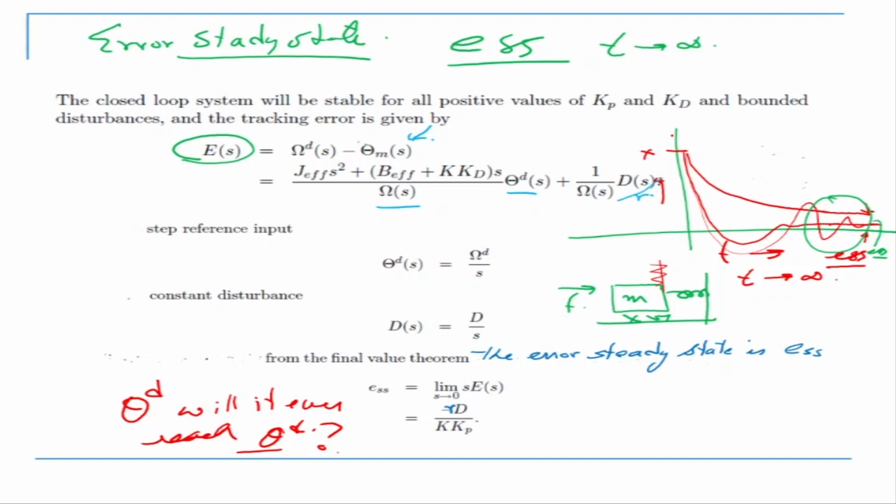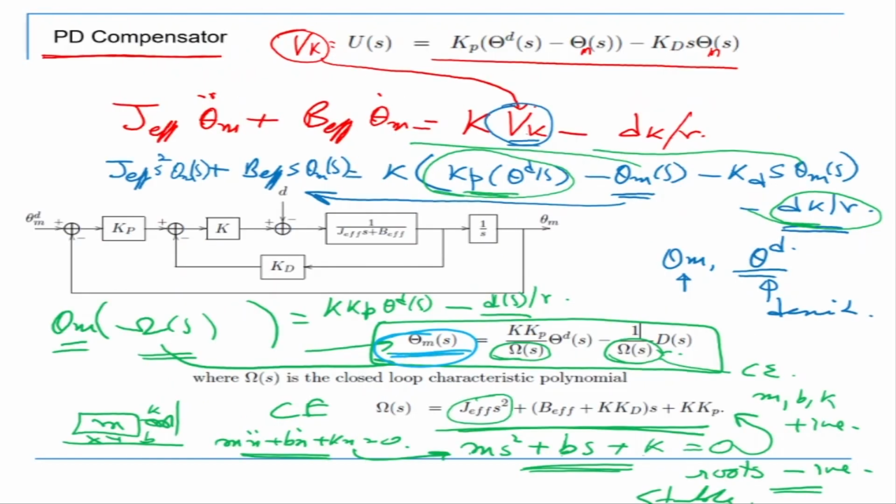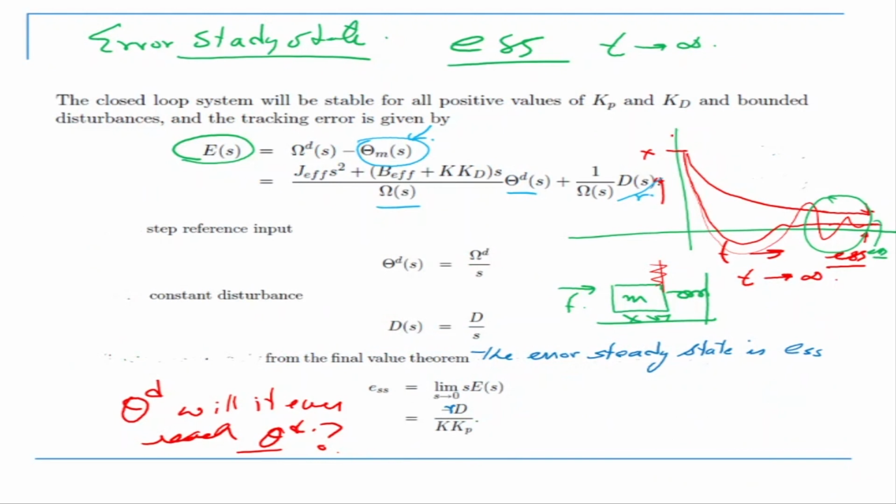So what did I do? I took my theta m s. Where did I get that from? I got it from the previous one here. I put that theta m s in, take theta d s common, and what we get is E s here, with omega s at the bottom. This is my characteristic equation. Now, for a step reference input, suppose I give a step function. This is my step function. I give a step reference input, theta d by s.